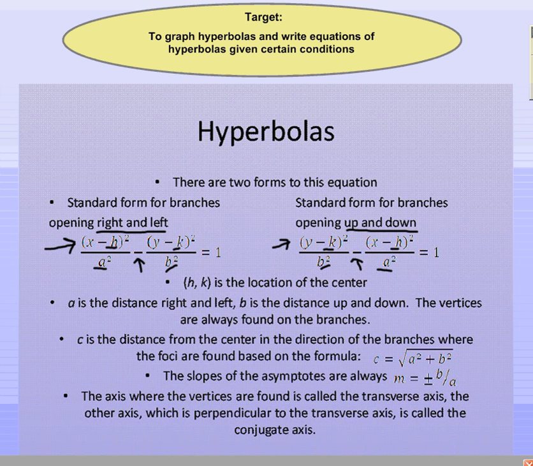The axis where the vertices are found is always called the transverse axis. The other axis, which is always perpendicular to it, is called the conjugate axis. We'll be using this when we write equations. So again, if the branches go up and down, the vertical axis is your transverse axis. If the branches are going right and left, then the horizontal axis is your transverse axis. The transverse axis is the axis in which the vertices are found. The other axis is always called the conjugate axis.